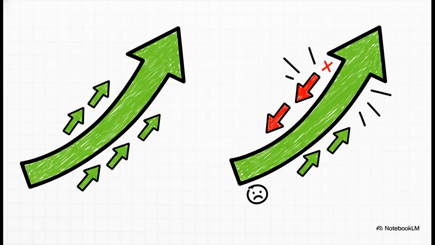Okay, before we even think about signals, we need to lock down the number 1 most important rule of this whole strategy. The Ichimoku Cloud is a trend-following system. So the crucial point is we always want to be trading with the main trend. Seriously, trying to fight it is just a recipe for disaster.